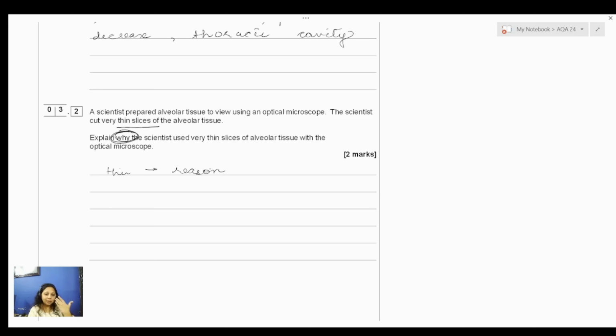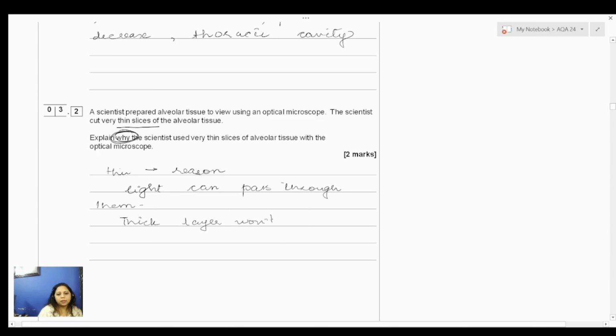So they need to be thin so that light can pass through them. What will happen if they are not thin? Exactly, it will absorb the light instead of passing through it, so the image won't be clear. So a thick layer won't allow light to pass. There's no need to write this because they haven't asked about it. I'm just explaining.